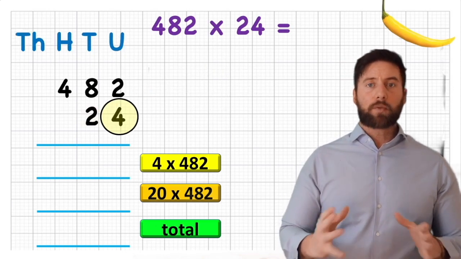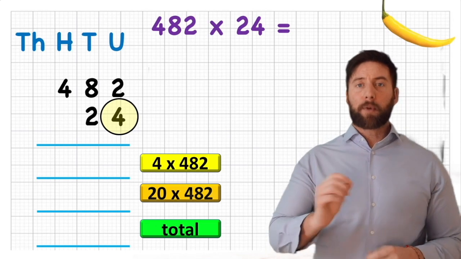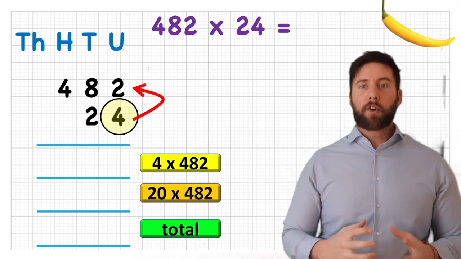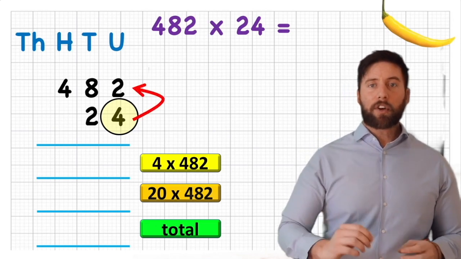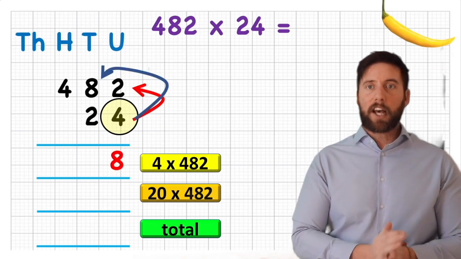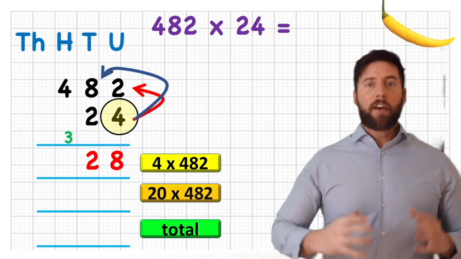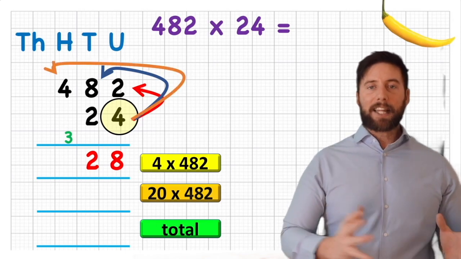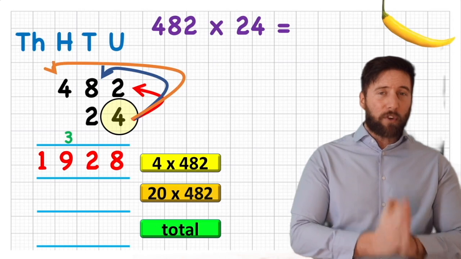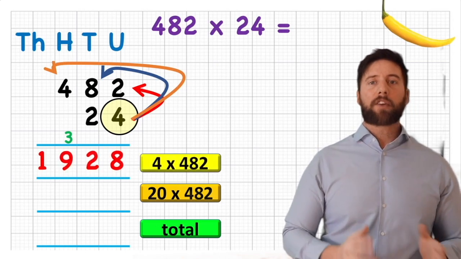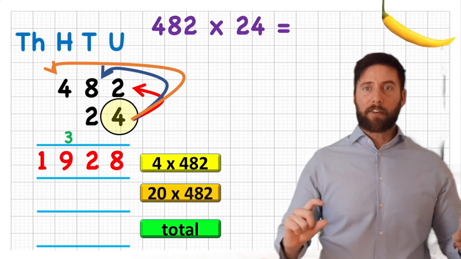So 482 times 24. Start at our smallest value, and we're going to start with the 4 times 2. 4 times 2 is 8. Then we're going to move across. 4 times 8. 4 times 8 is 32. Add 3 across into my hundreds column and 2 into my tens. Good. 4 times 4 is 16. Add the 3, 19. So my answer to 482 times 4 is 1928 and completes that first row.